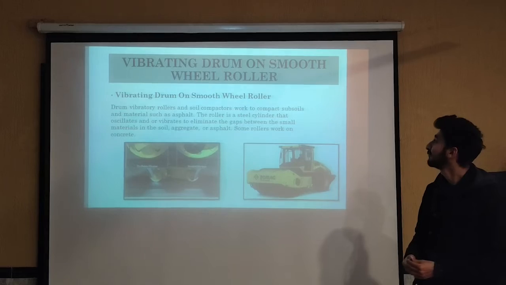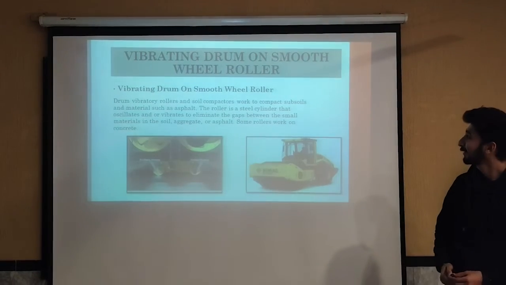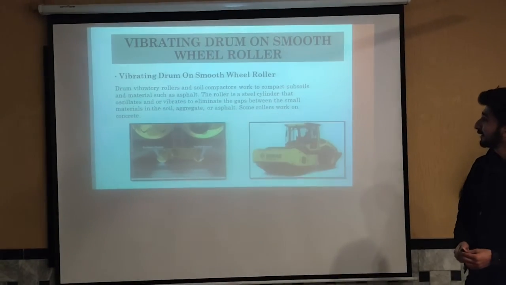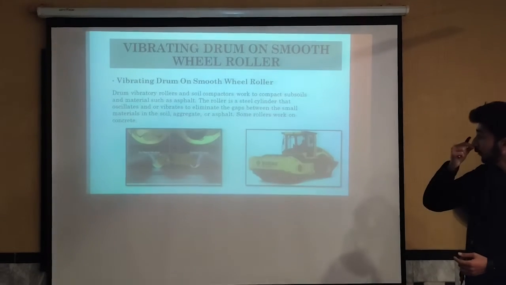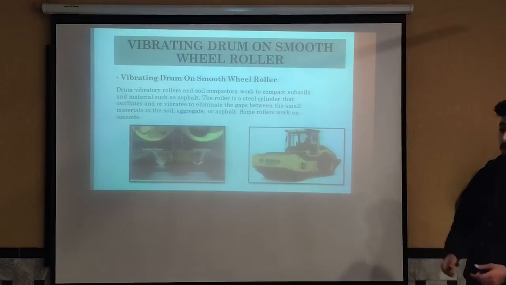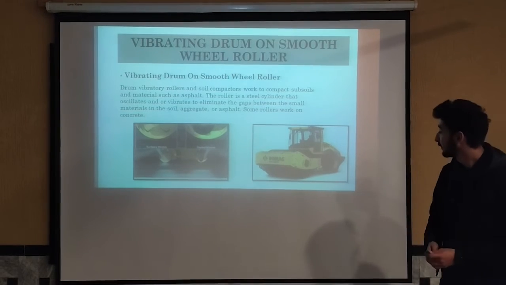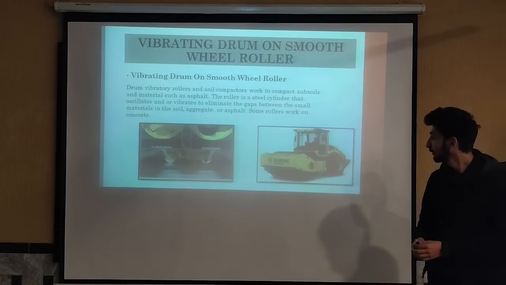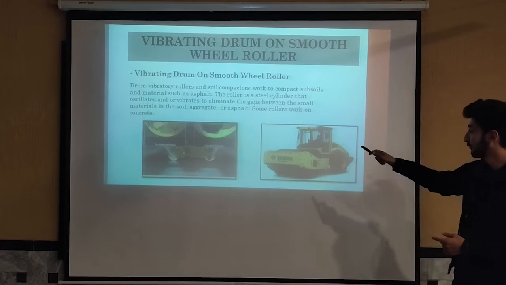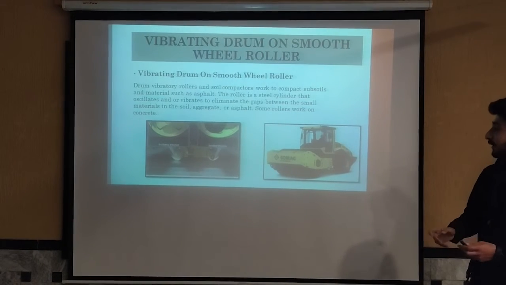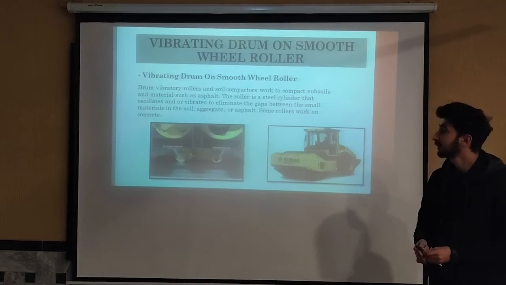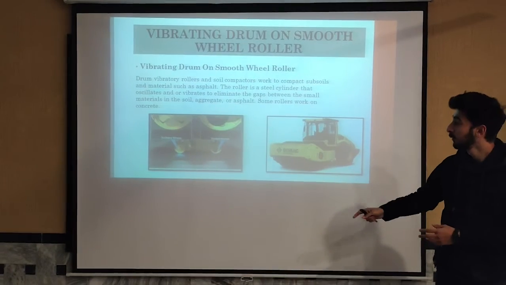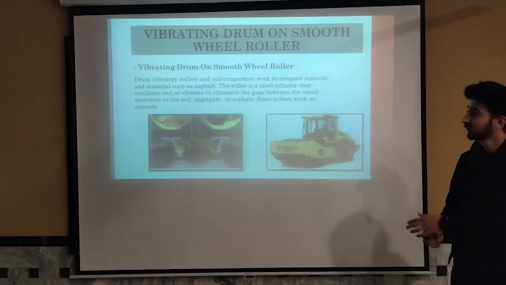Vibrating drum on smooth wheel roller. Drum vibratory rollers and soil compactors work to compact subsoils and materials such as asphalt. The roller is a steel drum that oscillates or vibrates to eliminate the gaps between the soil materials, in the soil, aggregate, or asphalt. Some rollers work on concrete. As you can see in this image, there is a vibratory drum. These are different from the smooth rollers because they have a vibratory mechanism in the front drum, and it produces vibration, due to which the compaction takes place. It is very important and very useful in compacting the soil to its best.